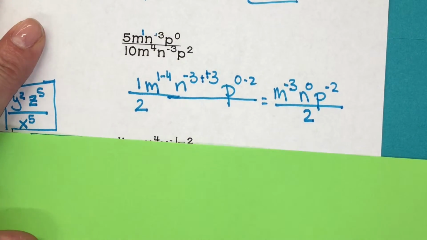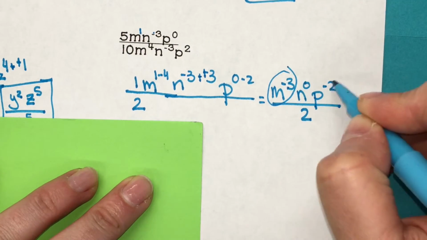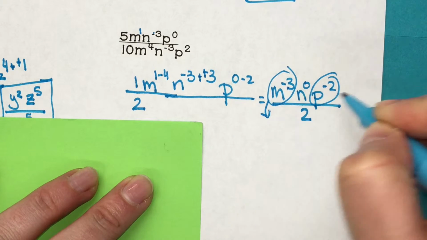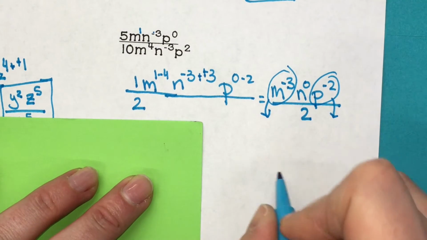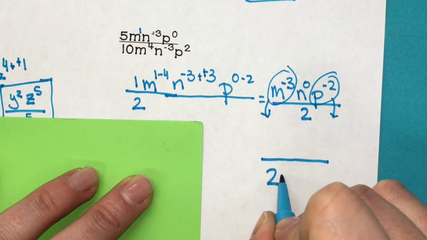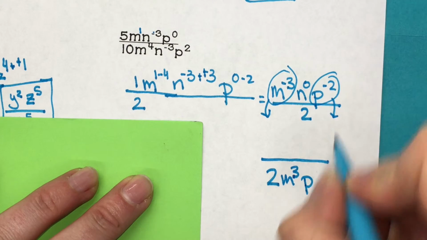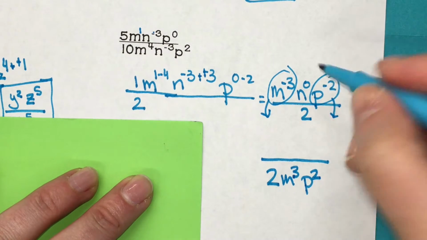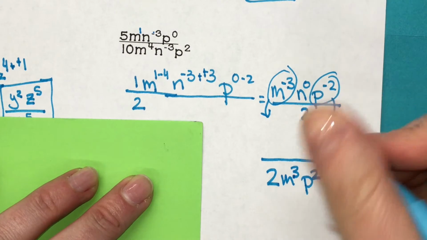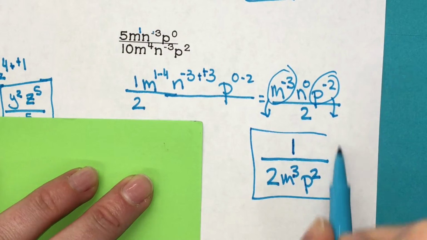Okay, I need to make this exponent positive and this one, so they're going to move to the other side. So that means on bottom, I have the 2 on bottom, m to the positive third when it moves down, and p to the positive second when it moves down. But n to the power of 0, anything raised to the power of 0 equals 1. So there's just 1 on top.